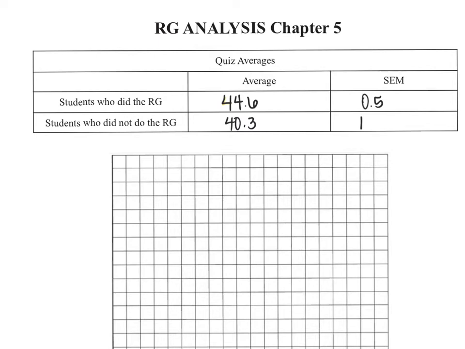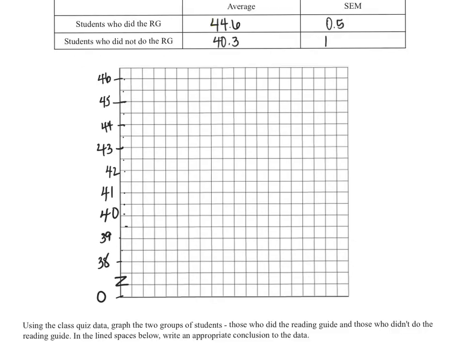The first thing I'm going to do is scale my graph. Now that I've put my scale on the graph, I'm going to label my axes. I've labeled my y-axis as the quiz average, and I've also labeled my x-axis with reading guide students, RG, and no reading guide students, no RG. Next, I'm going to go ahead and draw the bar graphs for the averages.